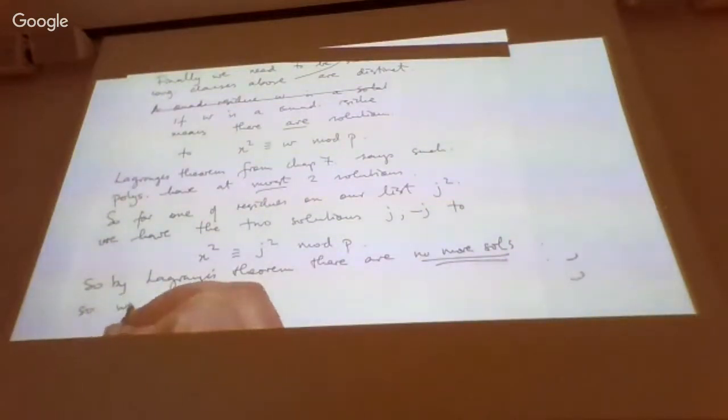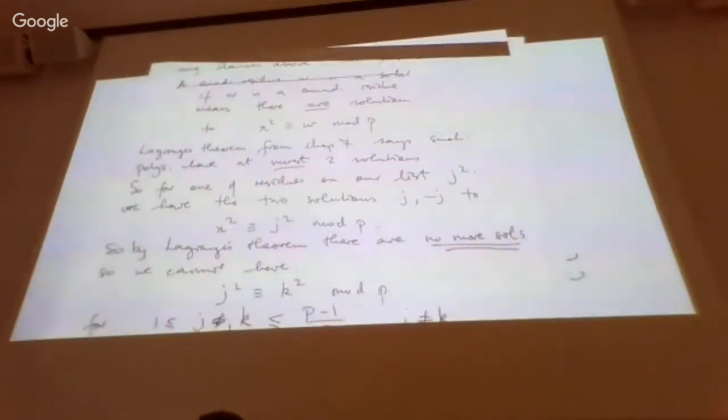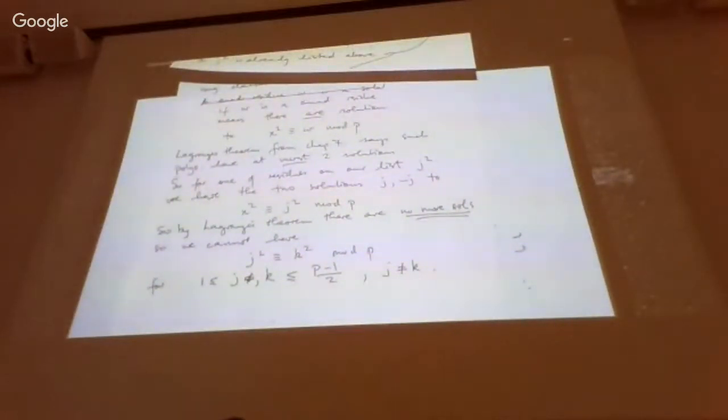So we cannot have j squared being congruent to k squared mod p for a j and a k both in this range and with j not equal to k. Because j and minus j are two solutions to this. Lagrange's theorem tells us there are at most two solutions to it. So there's no more possibility to have another solution like a k also coming from that range 1 to p minus 1 over 2.